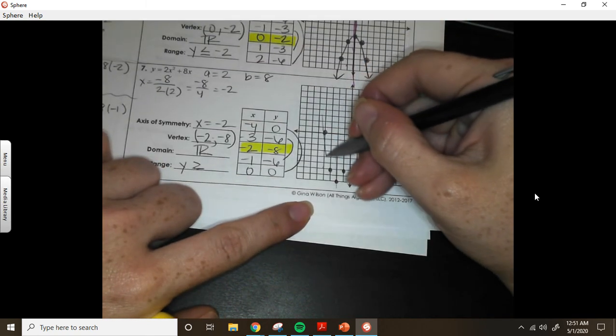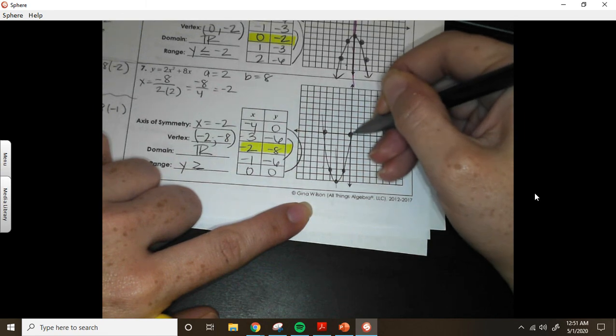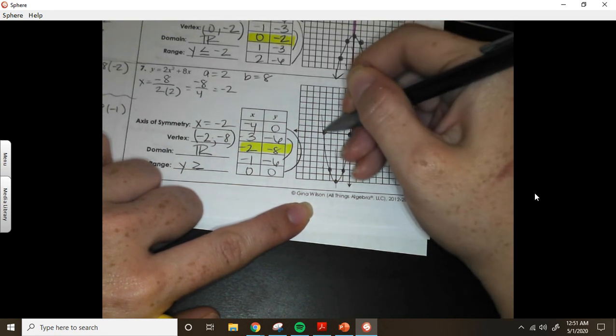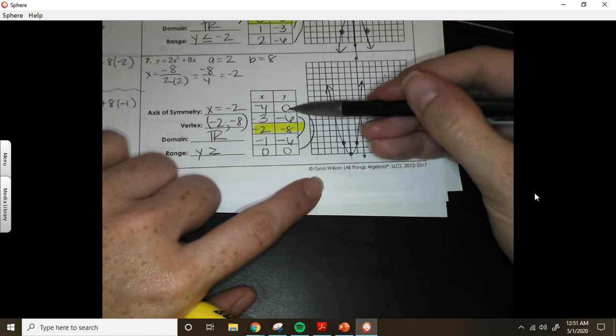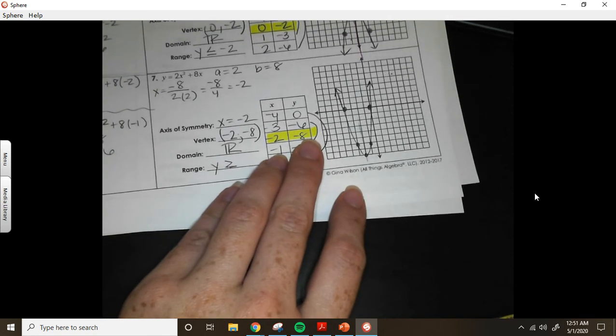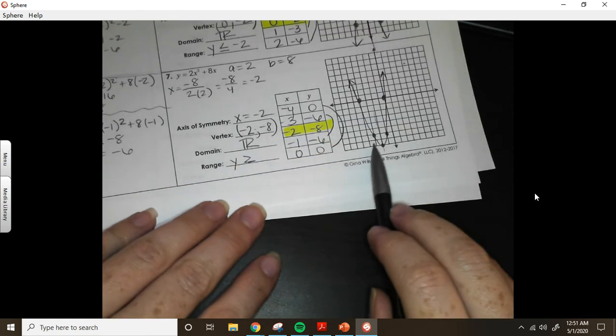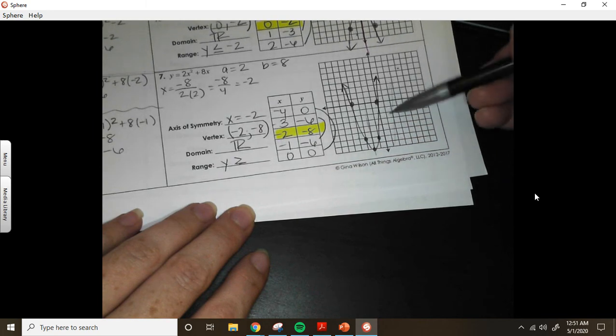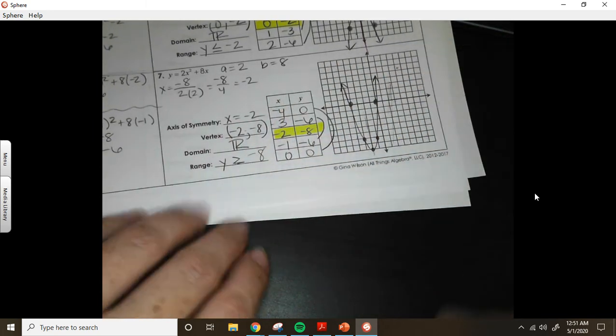I hope your brains are working in the same way, and if they're not, I hope you're understanding what we're doing. Make sure you're looking at the table and graphing accordingly. Okay, so what is the range going to be for this one? We know our y value for the vertex is negative 8. So all numbers in this graph are going to be above negative 8.